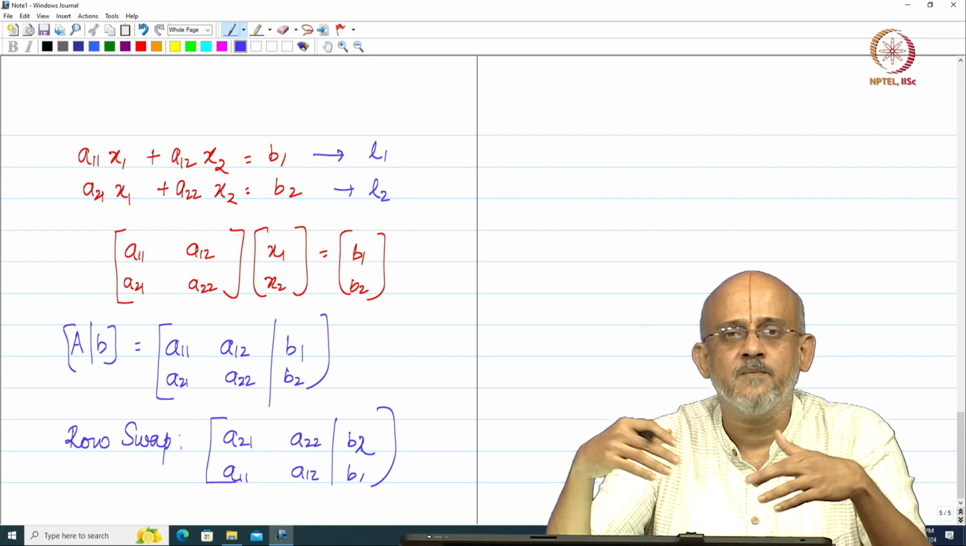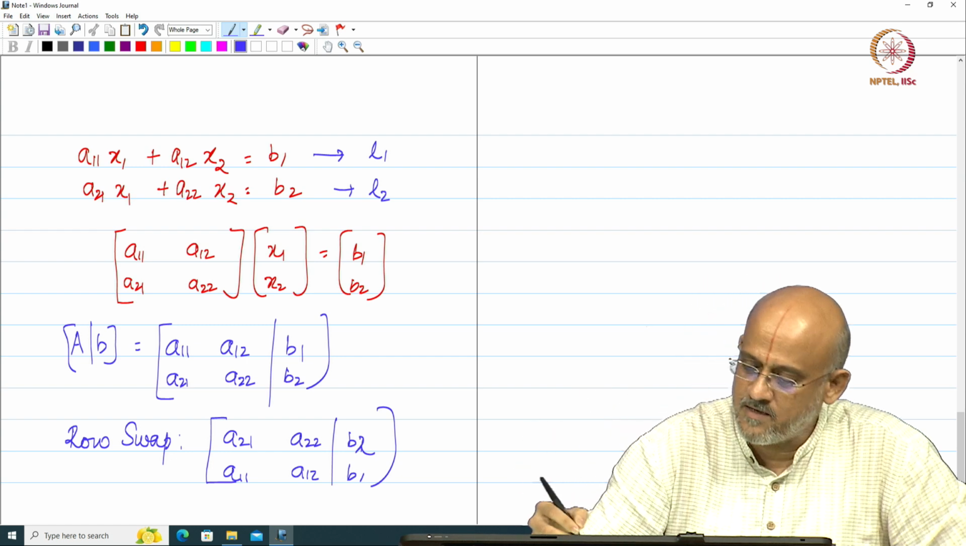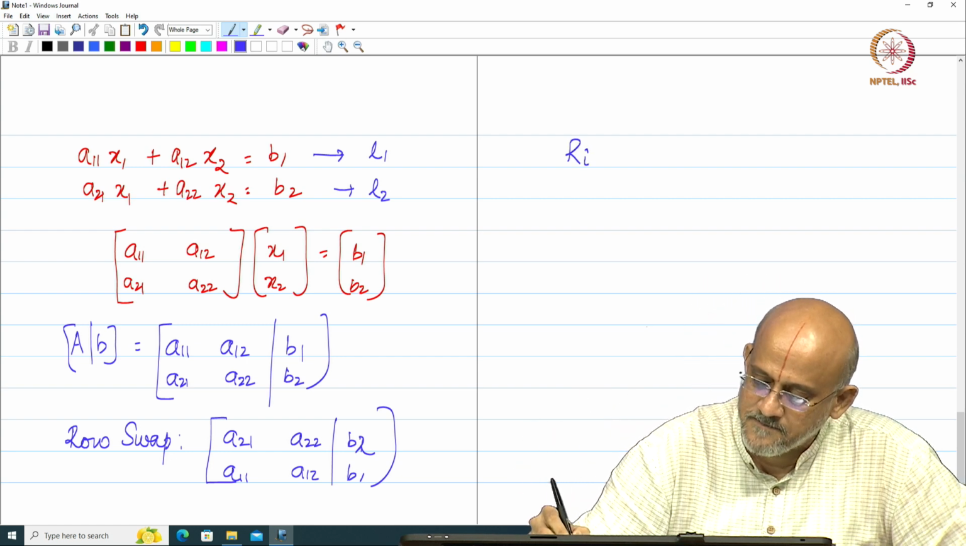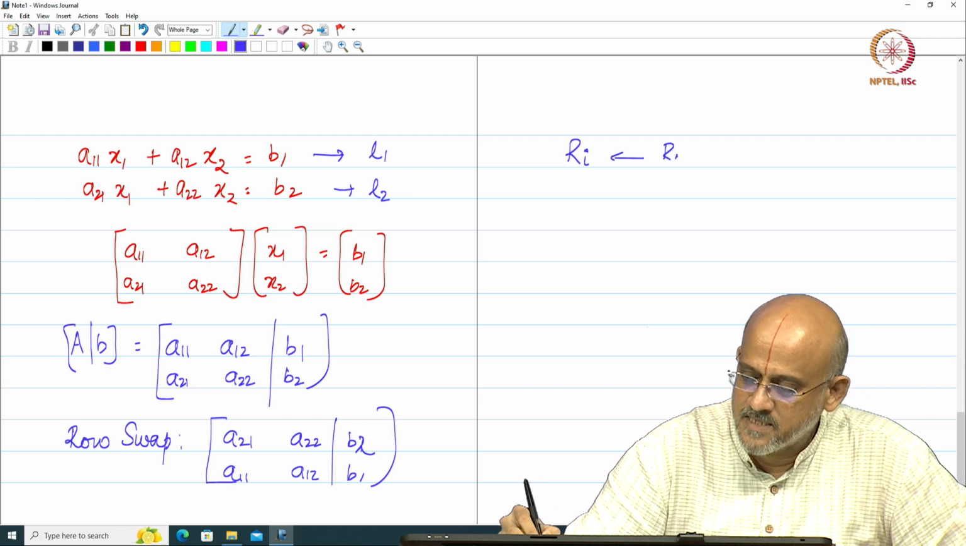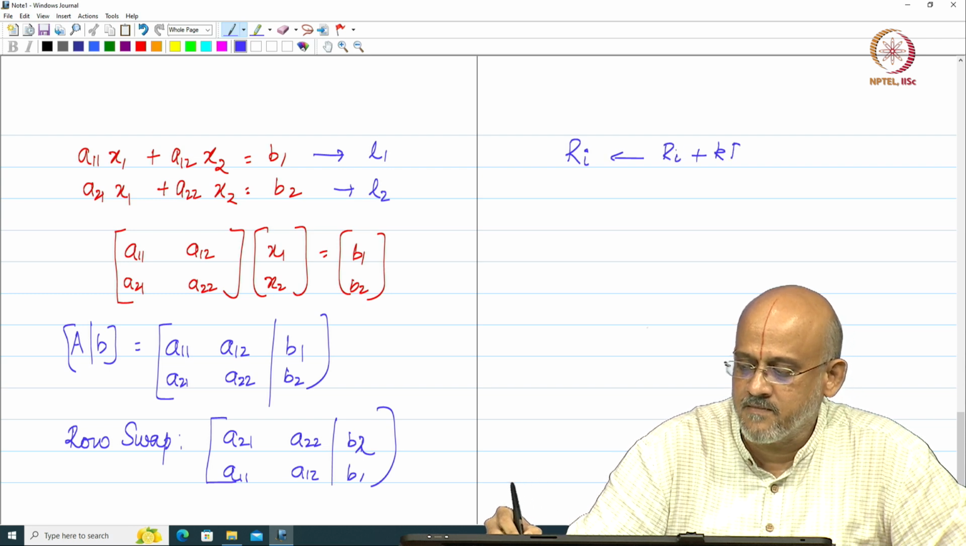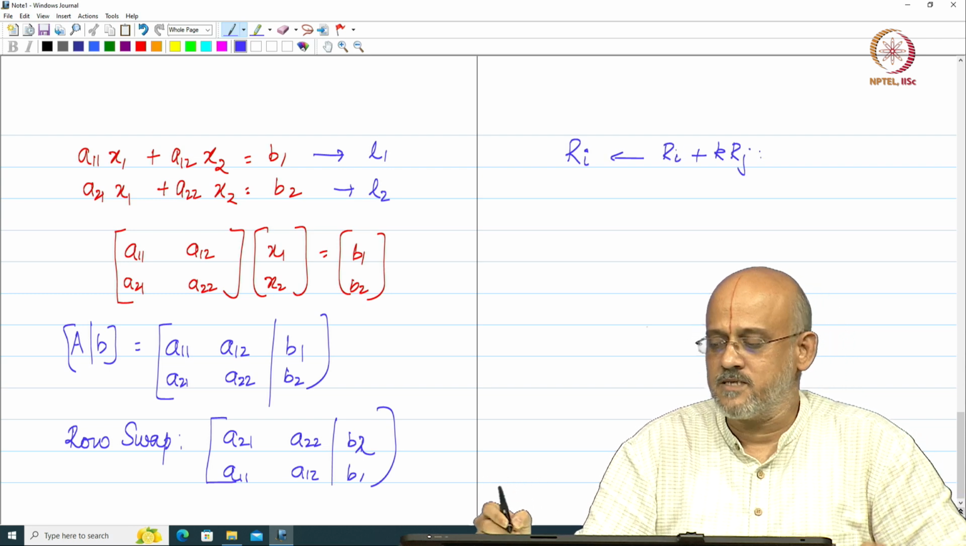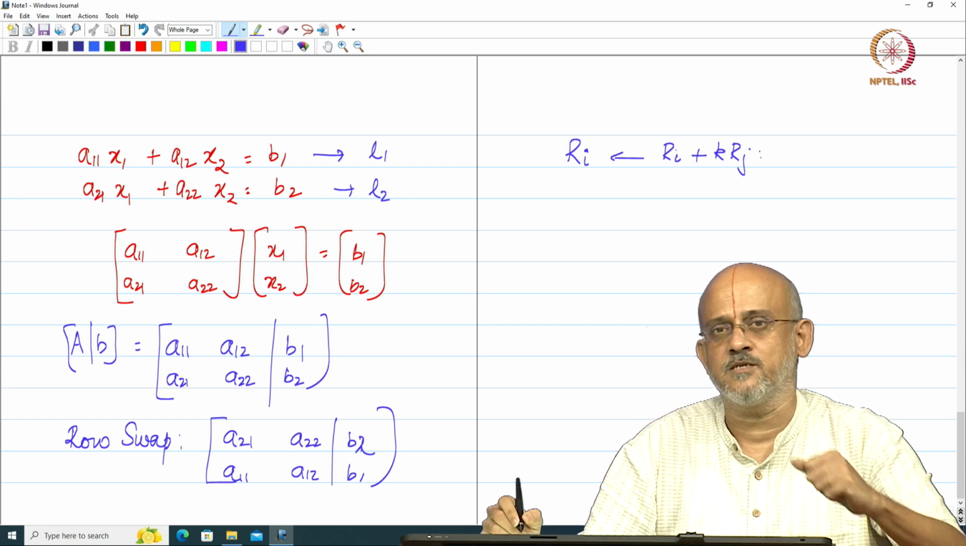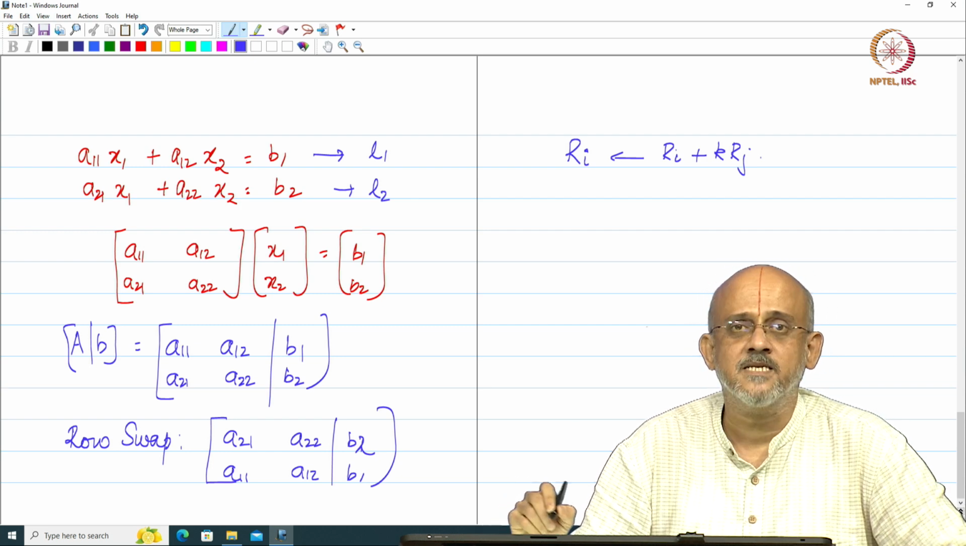But what about the third one? That is exactly what we are looking at. So we want to look at Ri plus k times Rj. When we do this, the question is how is it that the solution remains the same? That is something which we want to look at.